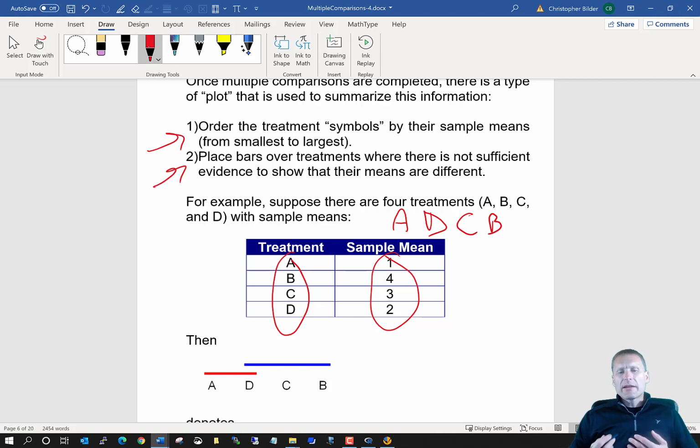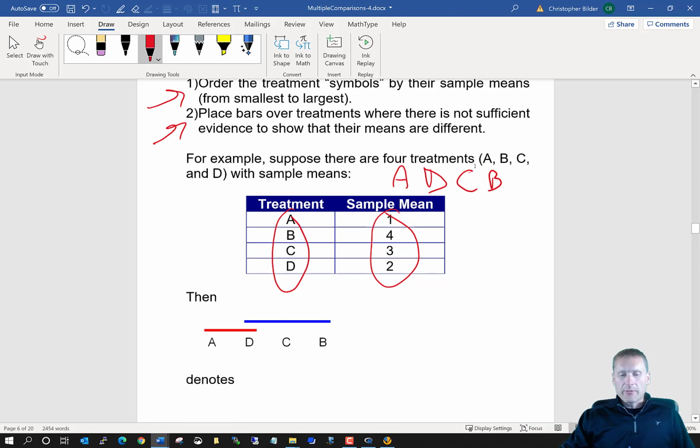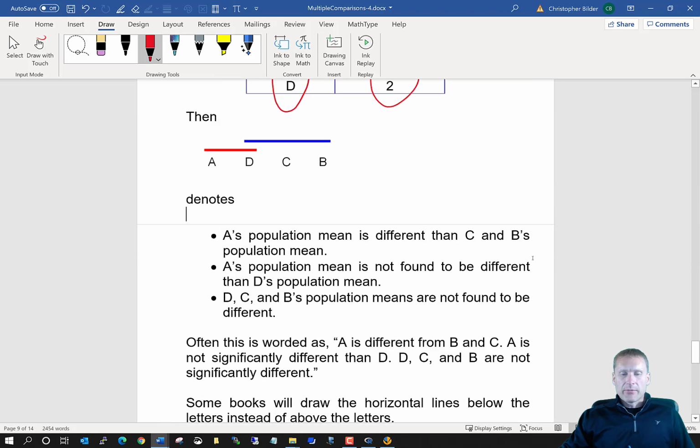Then, step 2, we place bars over the treatment letters when there is not sufficient evidence to show that their population means are different. So, for example, let's say we have this particular diagram as shown here. What this is telling me is this. Since A and D have a line over them, I was not able to reject that the means are equal to one another. So there's not sufficient evidence to indicate that the population means for treatment A and treatment D are different. Now for D, C, and B, notice there's a line on top of those.